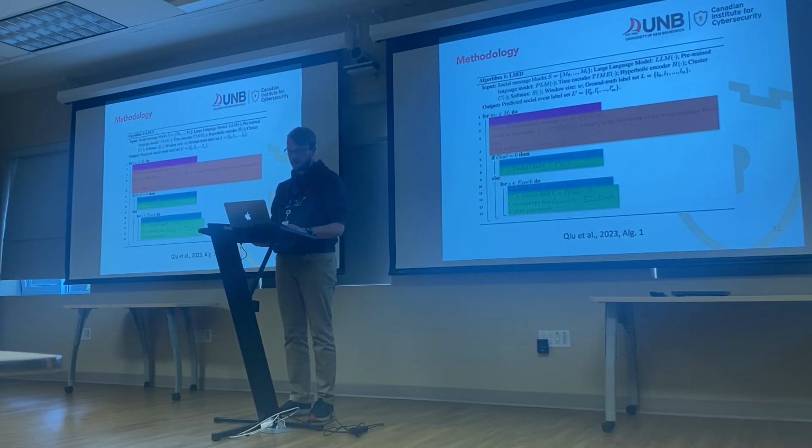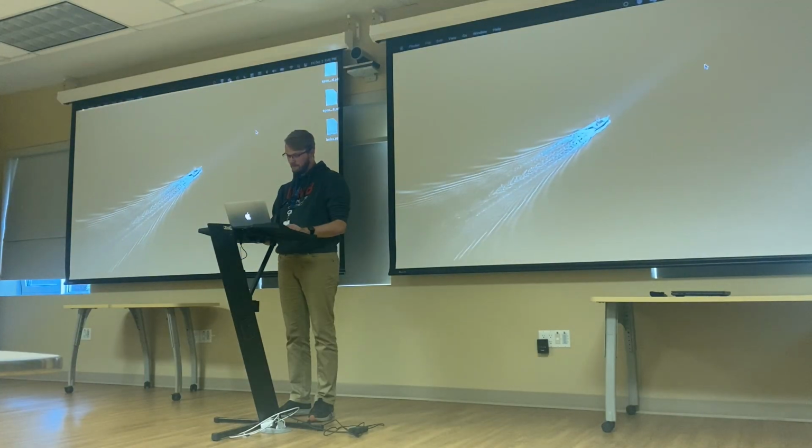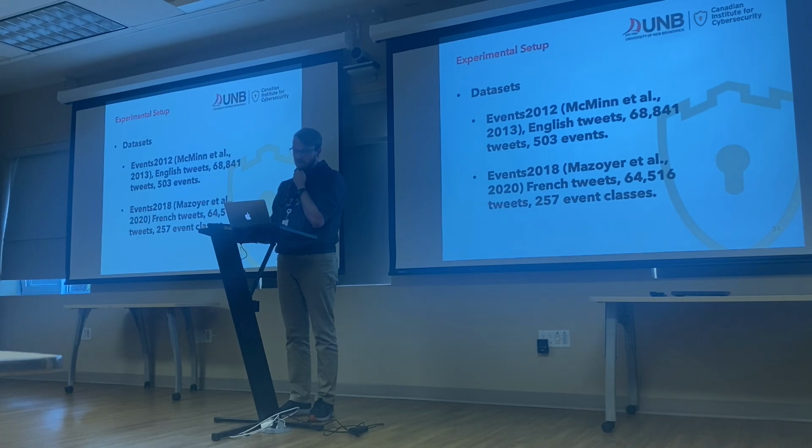So this is basically the algorithmic view of everything I just talked about, with the color coding for the different steps. Now let's talk about the experimental setup and the results, because I don't want to run out of time. In terms of data sets, they use the Events 2012 data set, which has almost 70,000 English tweets and ranges over 503 different events. They also consider the Events 2018 data set, which consists of French tweets with about 64,000 samples and 257 different event classes.